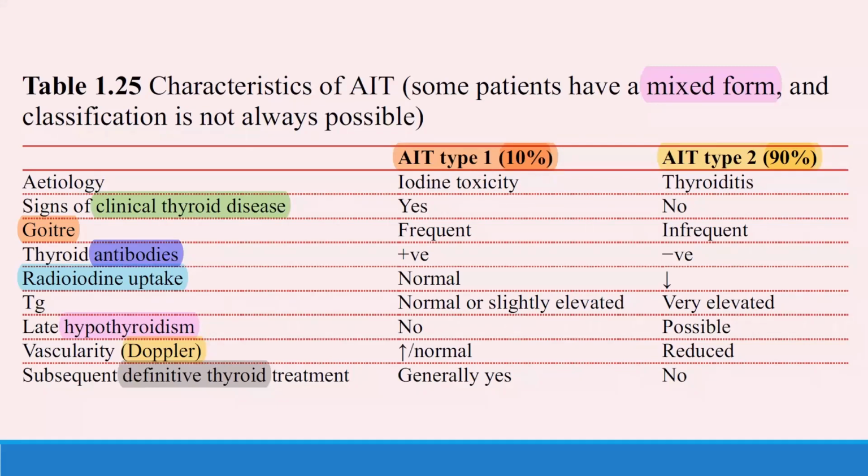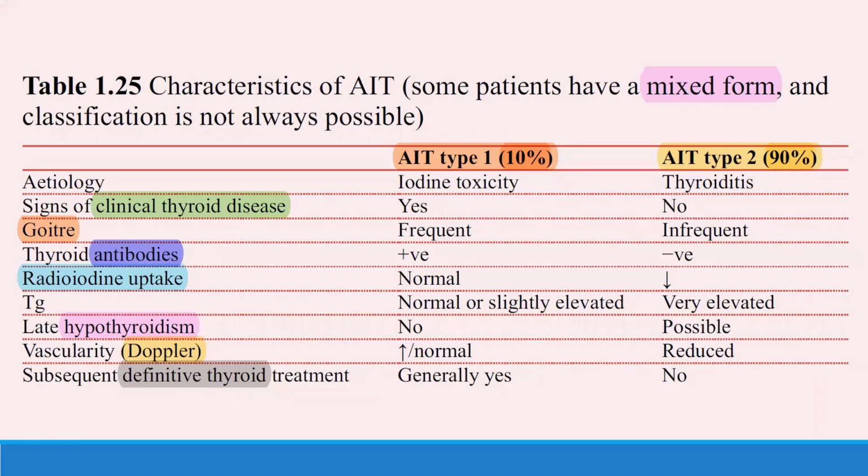Versus amiodarone-induced thyrotoxicosis type 2, in which radioiodine uptake usually is 0%, near 0 uptake. Thyroglobulin usually is very elevated in type 2, but don't forget that late hypothyroidism may occur in type 2 but not in type 1.